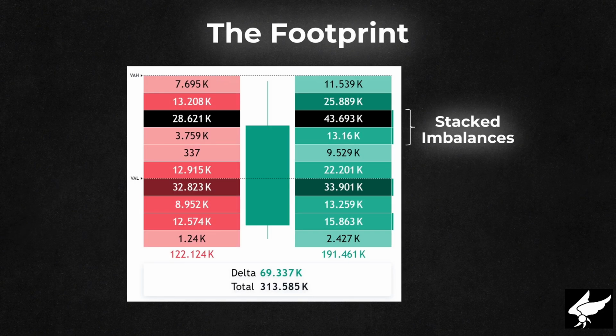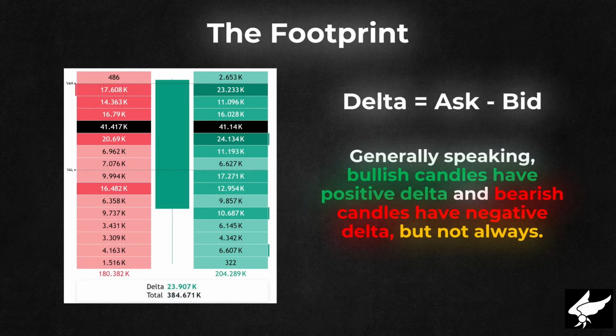Another important feature of the footprint is the volume delta. The delta is nothing more than the difference between ask volume and bid volume. Generally speaking, bullish candles have positive delta and bearish candles have negative delta, but not always, as we'll see in a moment.